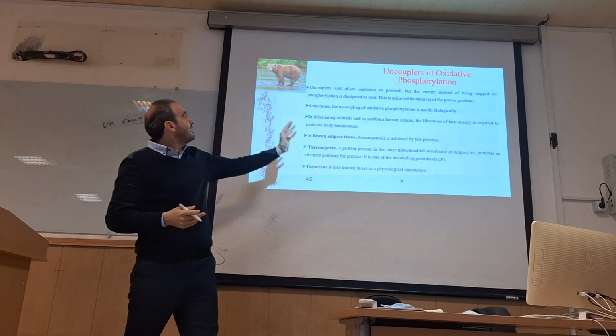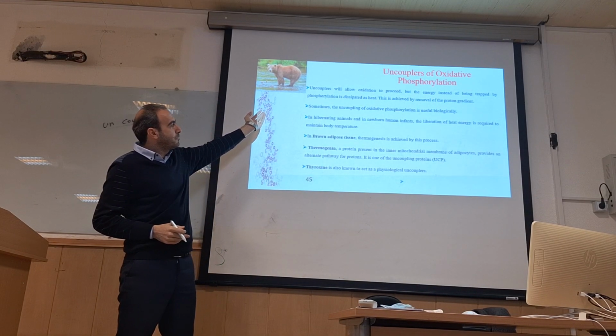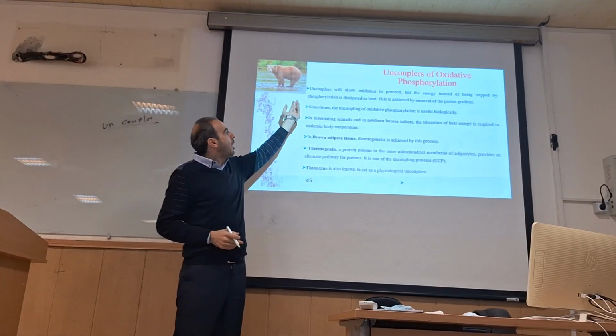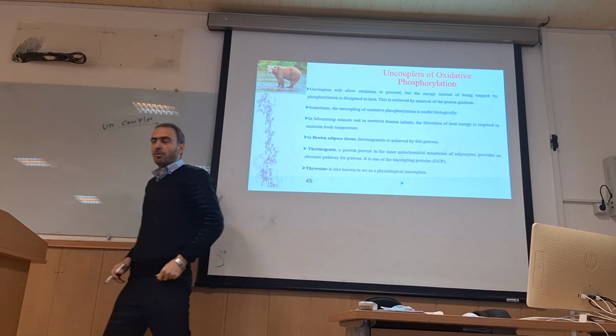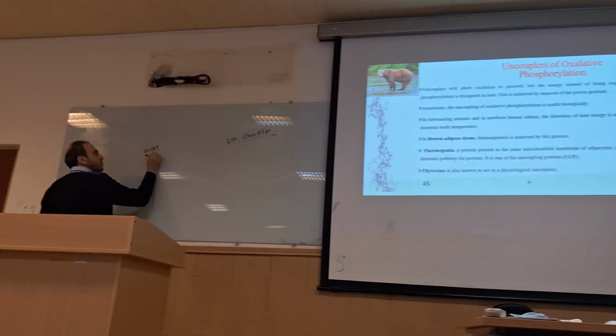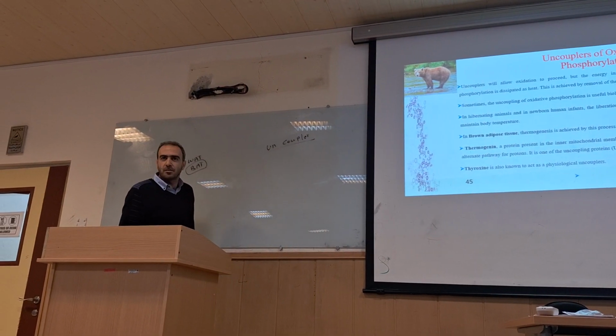Related to uncouplers of oxidative phosphorylation, we have different types of adipose tissue: white adipose tissue and brown adipose tissue. You learned that? Yes. So what are the differences between these two types?